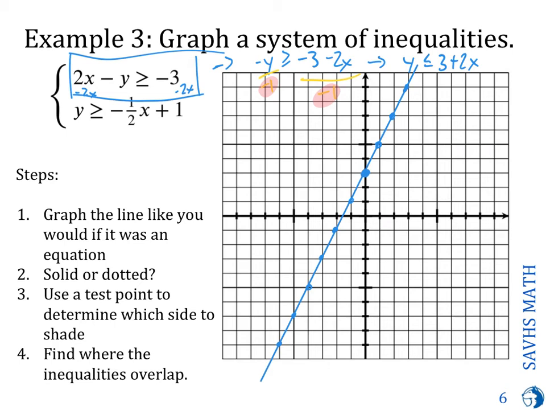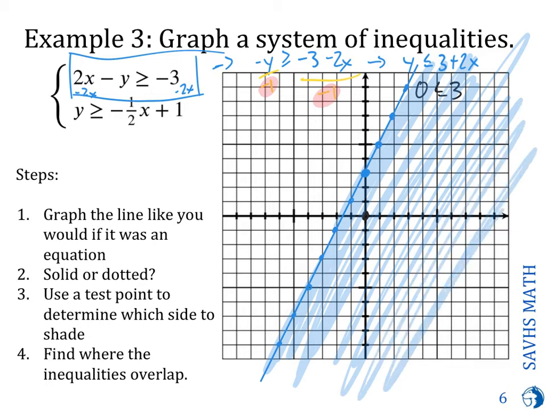Okay, which side of this line do I shade? Use a test value, test point. So I'm going to put in 0, 0. 0 is less than or equal to 3. Is that a true statement? It sure is a true statement, so I'm going to shade on the side that has the 0, 0. So that's all of this stuff.